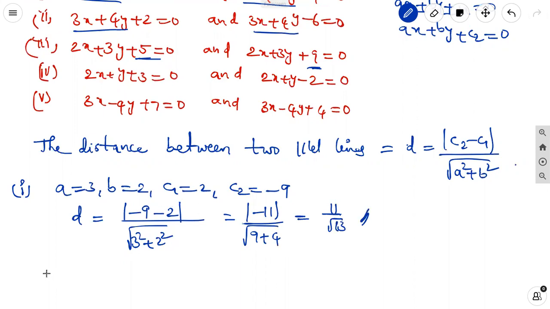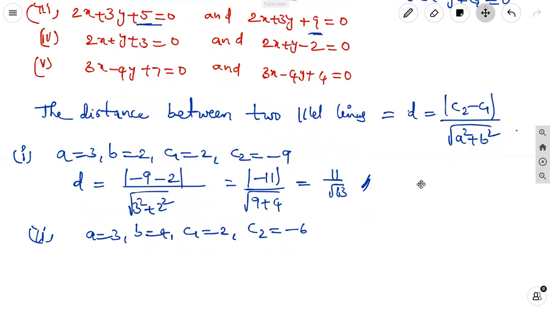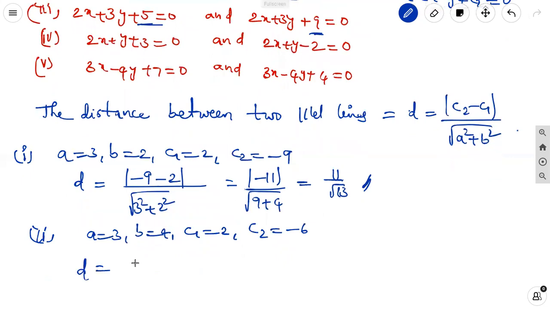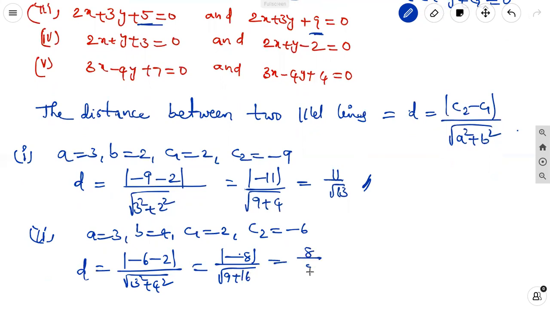For the second question, a equal to 3, b equal to 4, c1 equal to 2, c2 equal to minus 6. So the distance formula is d equal to modulus of c2 minus c1, minus 6 minus 2, by under root of 3 square plus 4 square, equal to minus 8 mod under root of 3 threes are 9 plus 4 fours are 16. It's 8 by 5 is the distance.